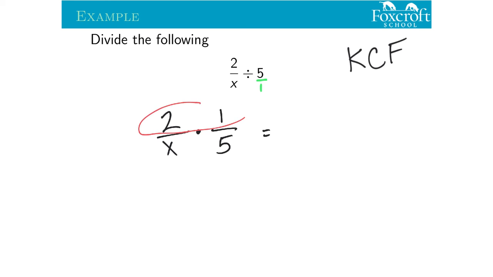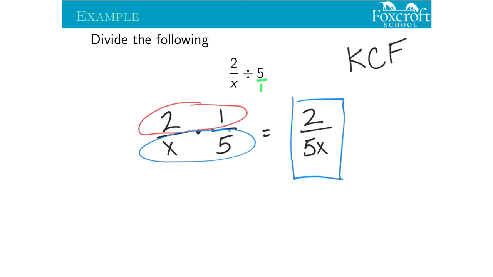And then multiplication is the nice one. We just go across the numerator, go across the denominator. And we get our final answer. There's no simplifying to be done here, so that's what we leave as our final answer.